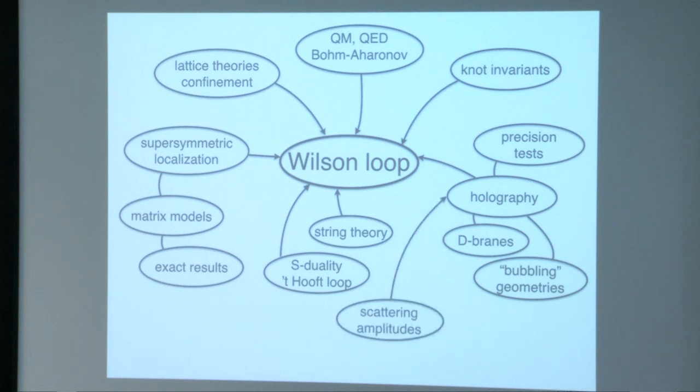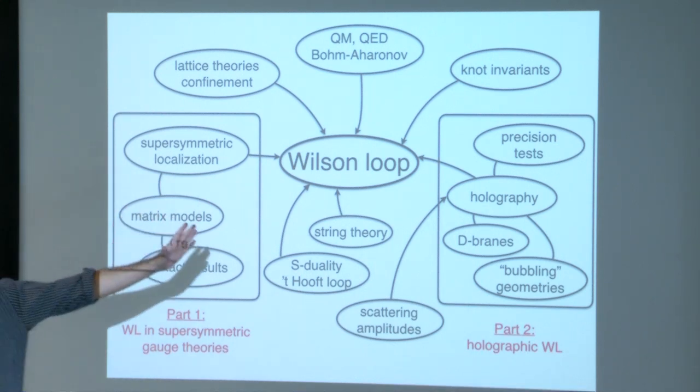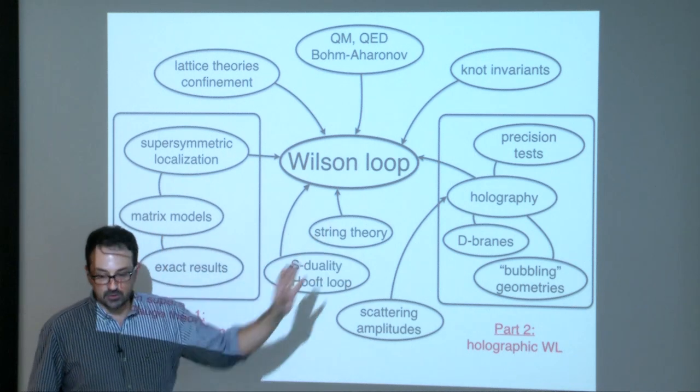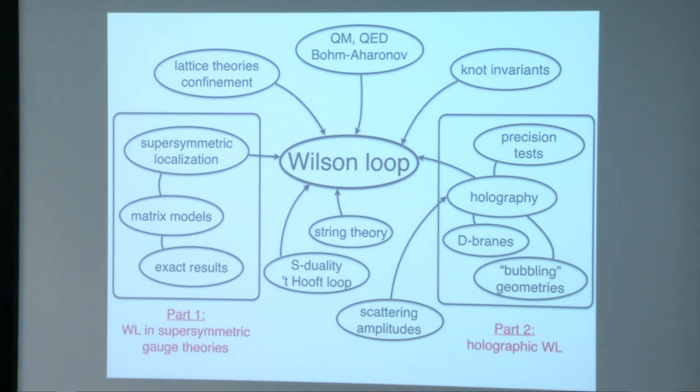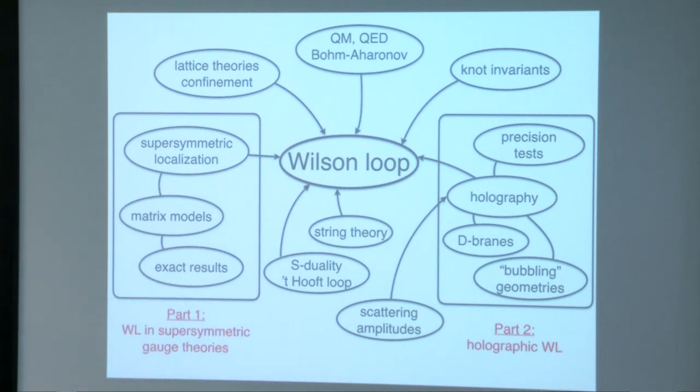Of course, there's also another big part of the literature having to do with computing scattering amplitudes at strong coupling using Wilson loops. And of course, this is also very important. But what we're going to focus on is these two blocks. So there's going to be a part one, which is Wilson loops in supersymmetric gauge theories. This is going to be the subject of today and maybe tomorrow. And then we're going to move to the gravitational side of this holographic duality, and we're going to see how these results that we obtain here can be checked in holography and what they imply in holography and so on.